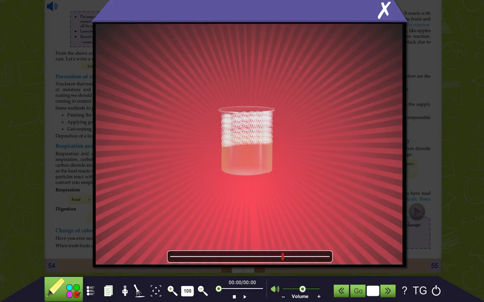The same thing happens on opening a bottle of an aerated drink. This gas is carbon dioxide. Do you think that a chemical reaction has taken place? What makes you think so?